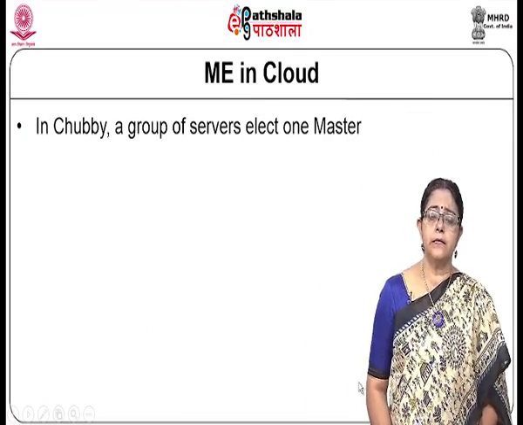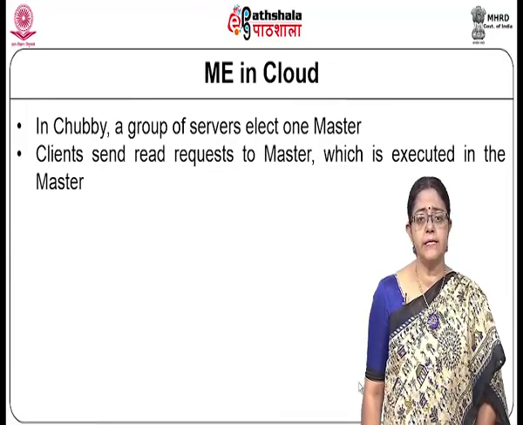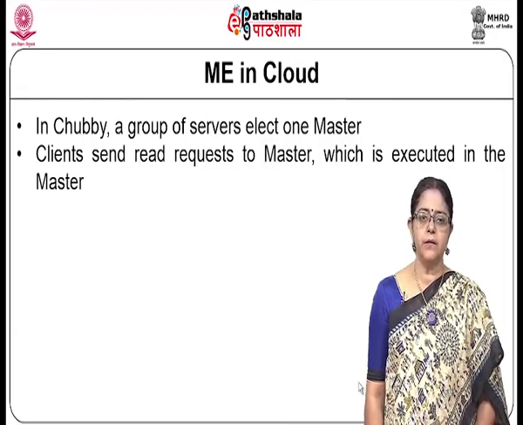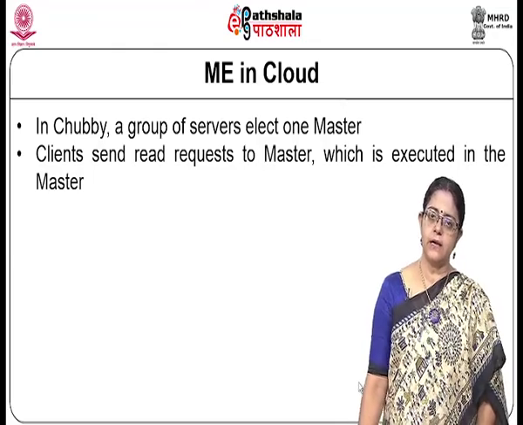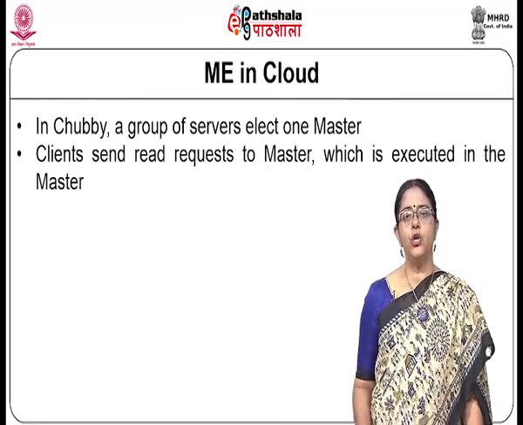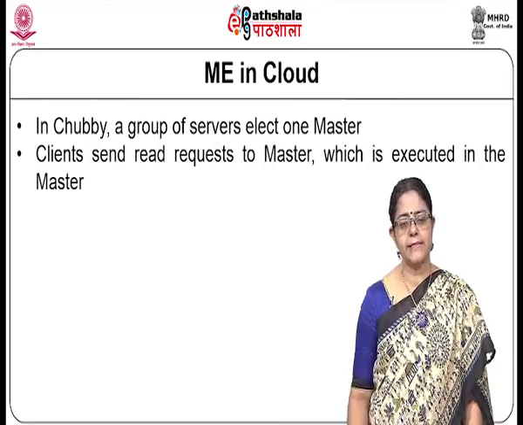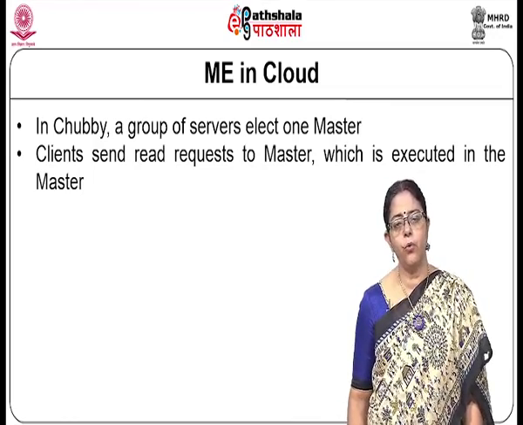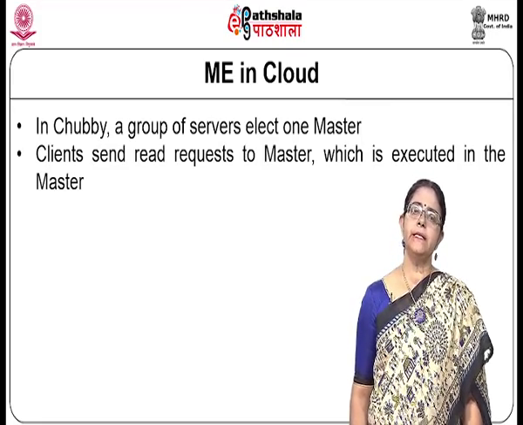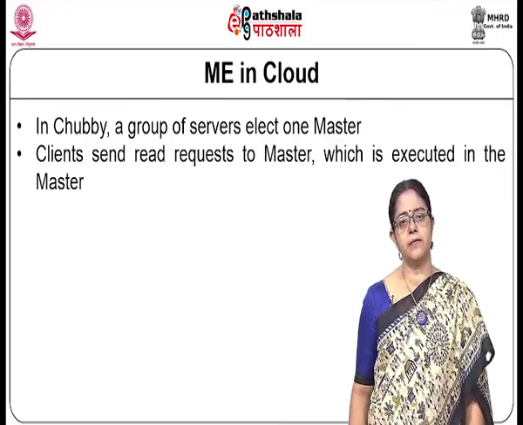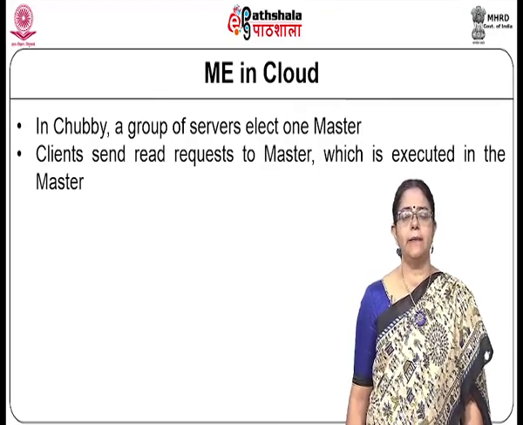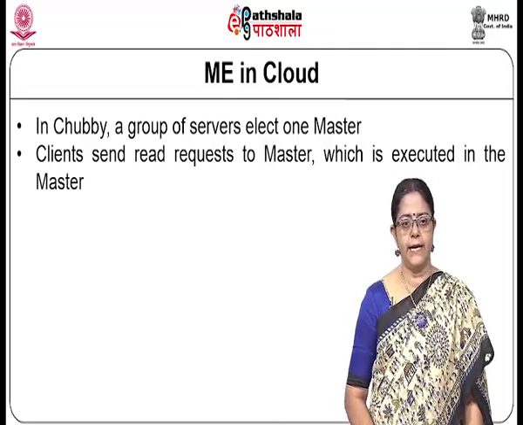So, Chubby maintains a group of servers and elects one master. They use one of the election mechanisms to elect a master. When any client, that is, one of the participating clients accessing the cloud, is looking for access to a mutually exclusive code, it has to ask the master. If it is only reading, then it asks the master, and the master is one of the data servers having the shared data. It simply allows the reading from its own data.